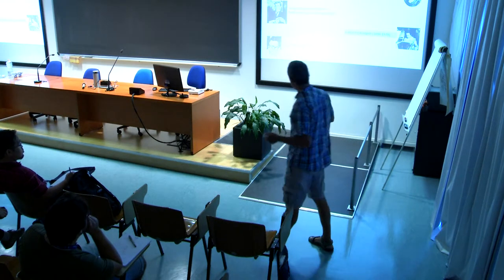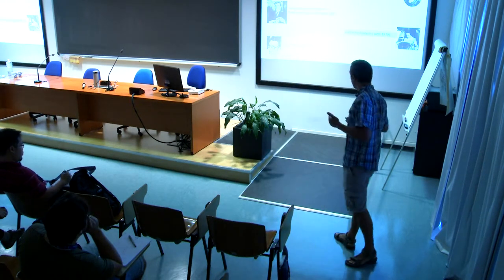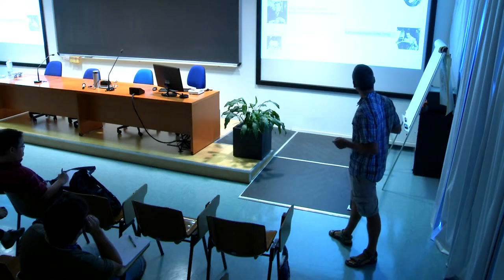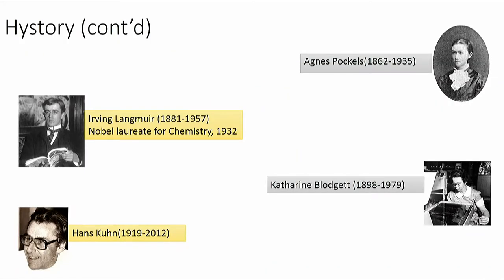And then after that, people started to work on this in a more systematic way. Pockels was working in her kitchen doing layers. And it was with Langmuir and Blodgett that this started to be studied in a more modern way in the laboratory. So these are more or less the people who contributed most to the development of Langmuir monolayer studies.